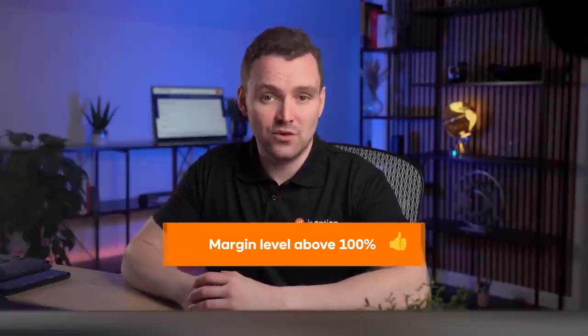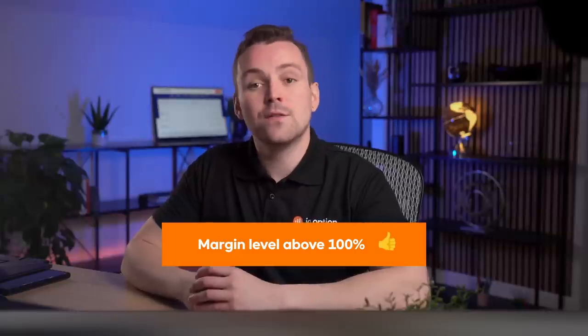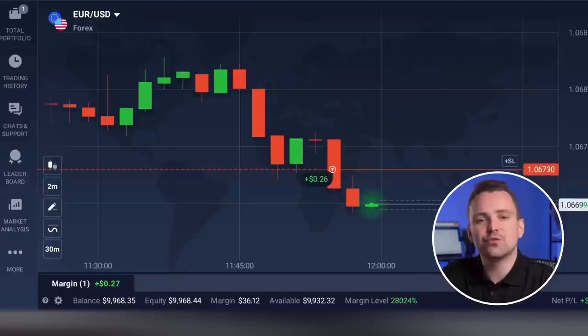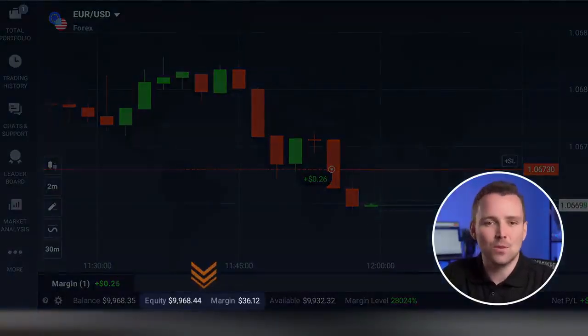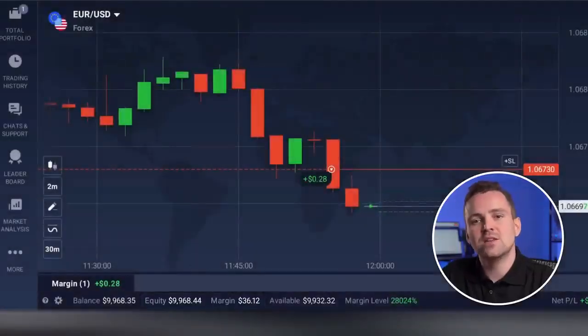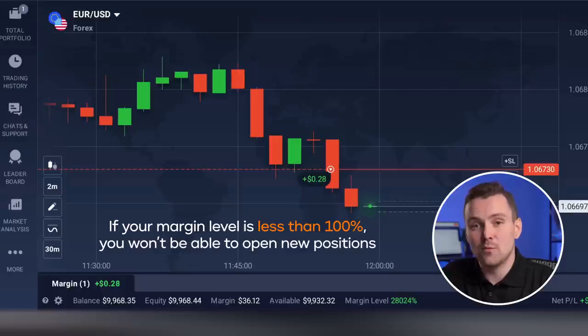If your margin level stays above 100%, you're safe. If the margin level falls below 100%, the account enters a margin call state, meaning that any further losses would come out of the funds needed to cover the margin. In order to reach the 100% margin level, the equity must be the same as the margin. In this case, the equity will be able to cover the margin only once. Please note that if your margin level is less than 100%, you won't be able to open new positions.